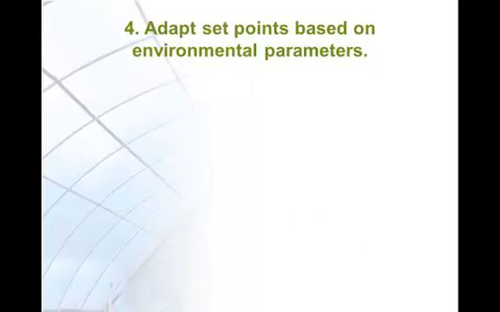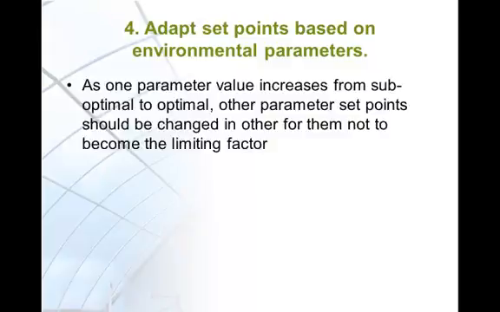Let's look at some examples. Please keep in mind that the numbers provided in these examples are not backed up by research. They are simply listed to explain the concept, as the numbers will be different depending on specific crops. As one parameter value increases from suboptimal to optimal, other parameter set points should be changed in order for them not to become the limiting factor. First, we will examine how light and carbon dioxide interact.